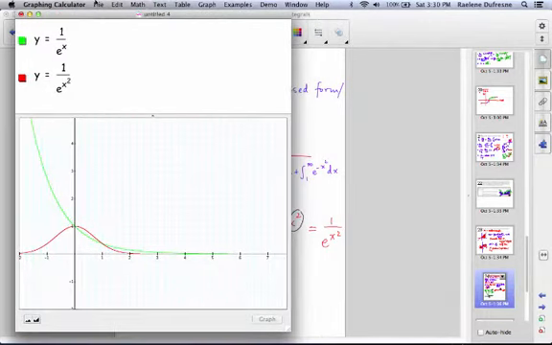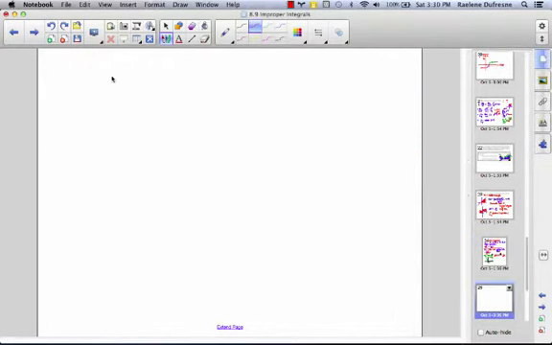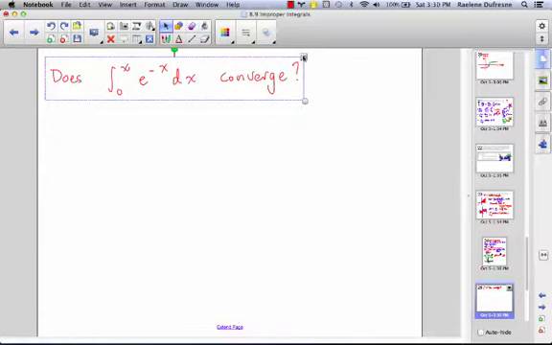And so as a result, we know that the green function will have a definite integral. Well, actually we don't, so maybe we do need to look at it. So let's consider, does the definite integral from 0 to infinity of e to the negative x dx converge? And I'm just going to make that in green.